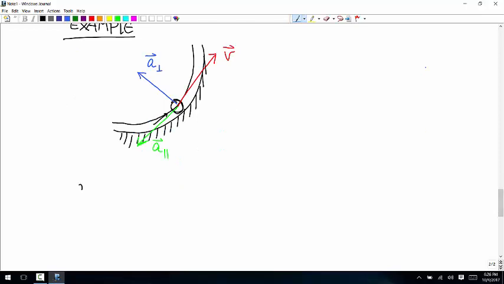And then the total acceleration is this plus this. So something like that. And if you consider all of the possibilities for the directions, it would be everything between this and this.